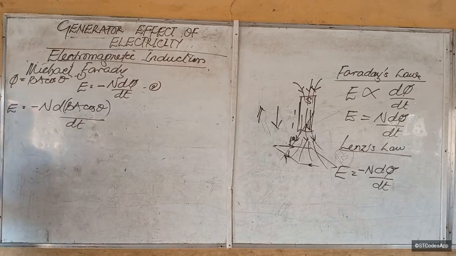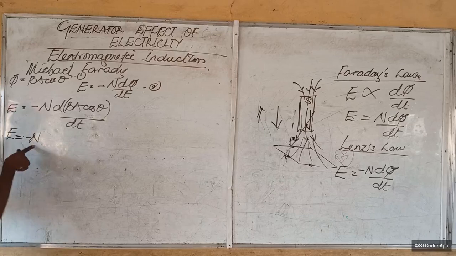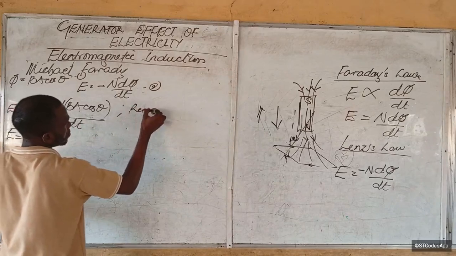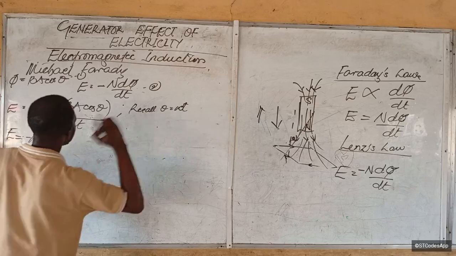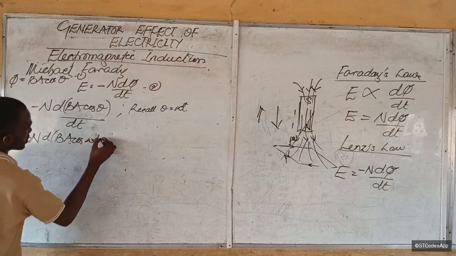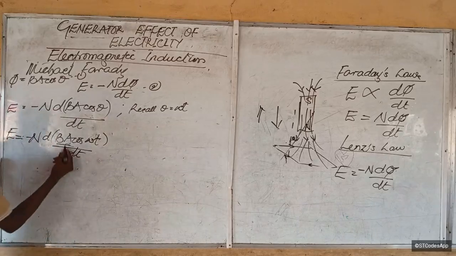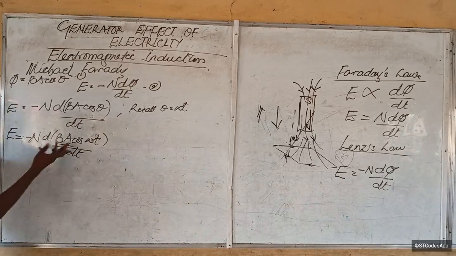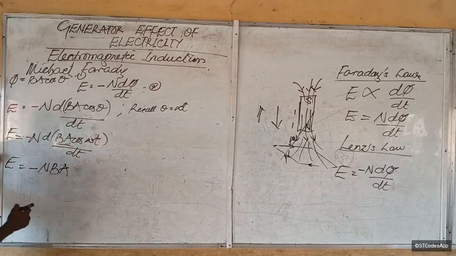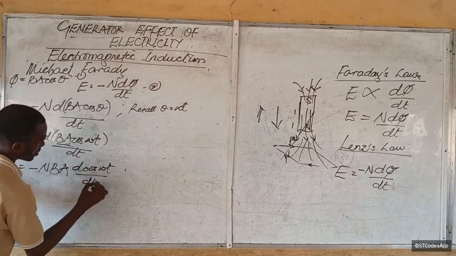Okay? So if this is the case, then we can now differentiate with respect to t. So E will now become minus n d(BA cos θ)/dt. Remember, recall that θ is equal to ωt. So this can also become d BA cos ωt over dt. Now, by the time I want to differentiate, these are constants, so they remain the same and come here. So E now becomes minus NBA d cos ωt dt.